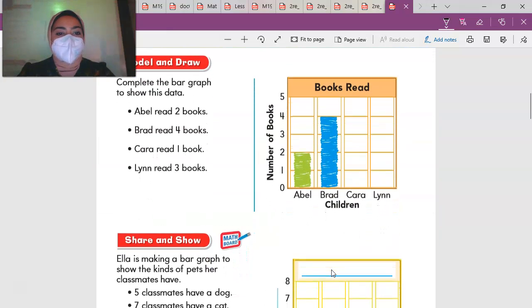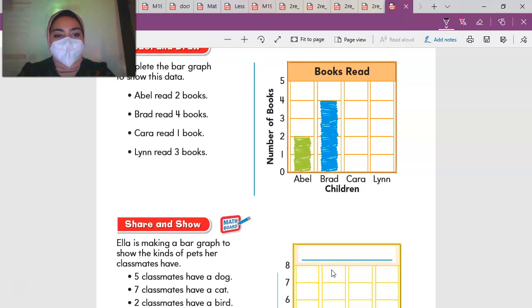Complete the bar graph to show this data. Abel read 2 books. Brad read 4 books. Kara read 1 book. And Lynn read 3 books. So here, this is the books read. This is the number of books. And here are their names. Did they already fill out Abel? Yes, Abel read 2 books, and if I look here, I can see they already colored it into 2. So I'm going to check off Abel.